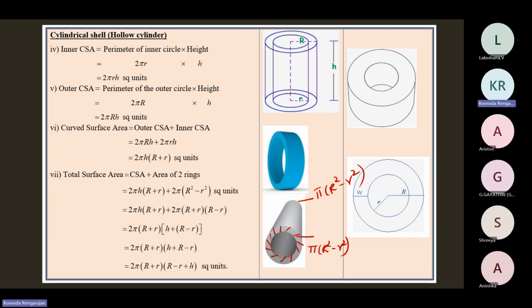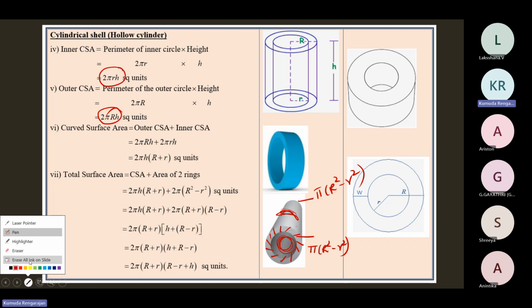And then there is another surface inside, the curved surface area. The inner CSA is given by 2 pi small r h. Then the outer CSA, the outside curved surface area, is given by 2 pi capital R h. So these are the different surfaces you can see.